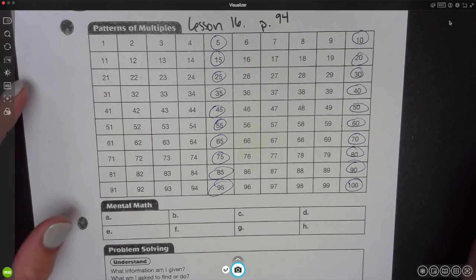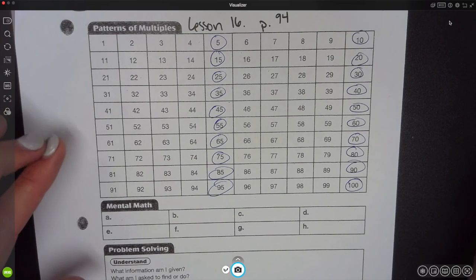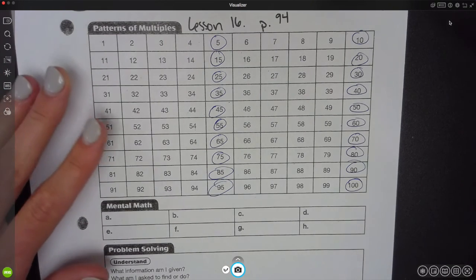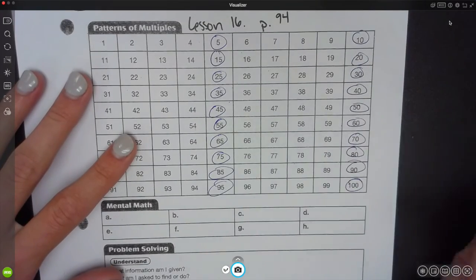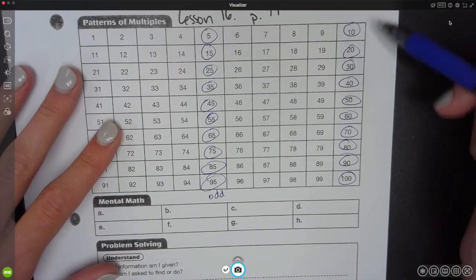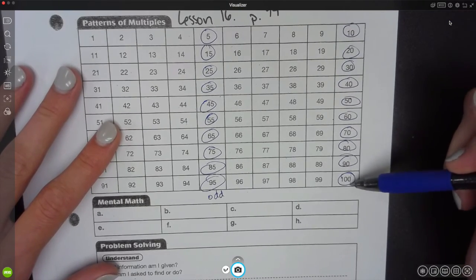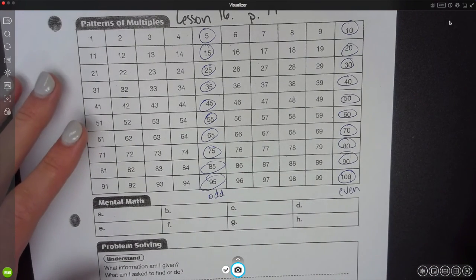Now, let's look at these and see which of these are even numbers. Even numbers end in 0, 2, 4, 6, or 8. This column, they all end with 5, so can they be even? No, let's just write odd under that column. This column, they all end with 0. Is 0 even? Yes, so the whole number is even. So you're just going to write even under that column.